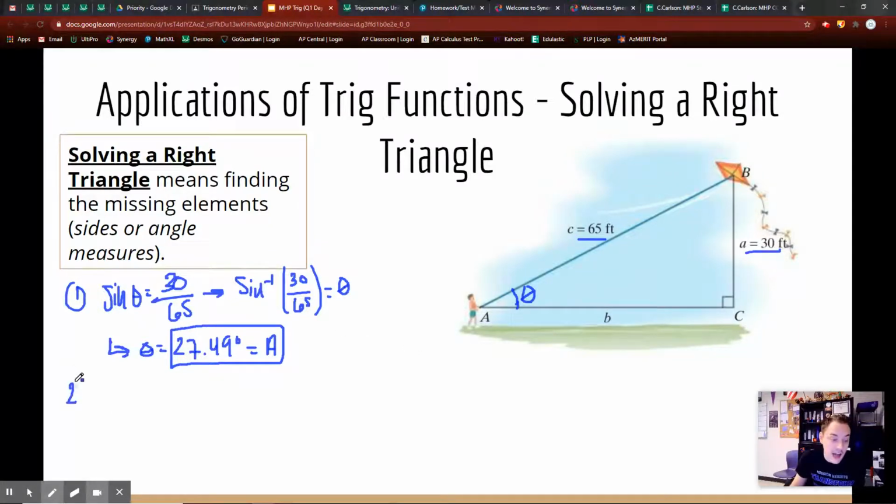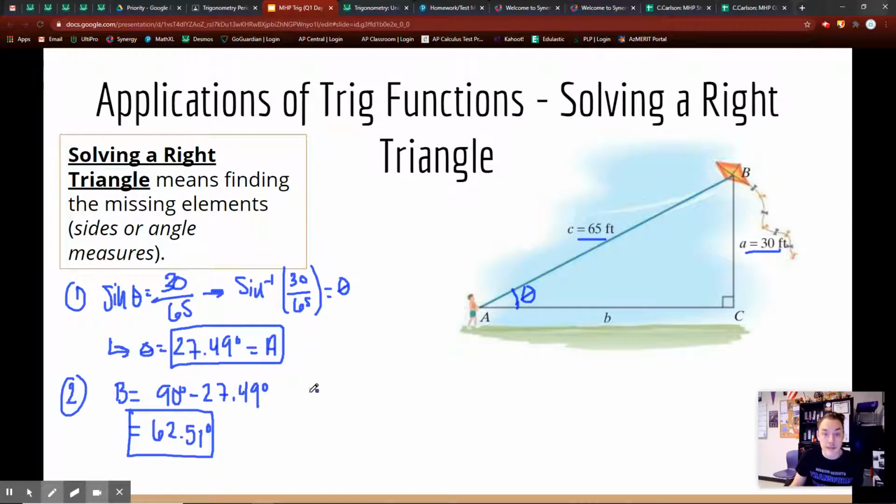Great. Now the next thing that I would do, now that I have another angle down, is I'm going to find B, because it's very easy. All I have to do is take 90 degrees minus what I just found. Okay? 90 degrees minus what I just found. Remember, you could take 180 minus 90 minus this, but it doesn't really matter because 180 minus 90 is still 90. And then you still have to do this. Okay? So that's why it's easier just to take 90 degrees minus this. When I solve this on the calculator, you guys can do it yourself, it's 62.51. That is how I would get B.